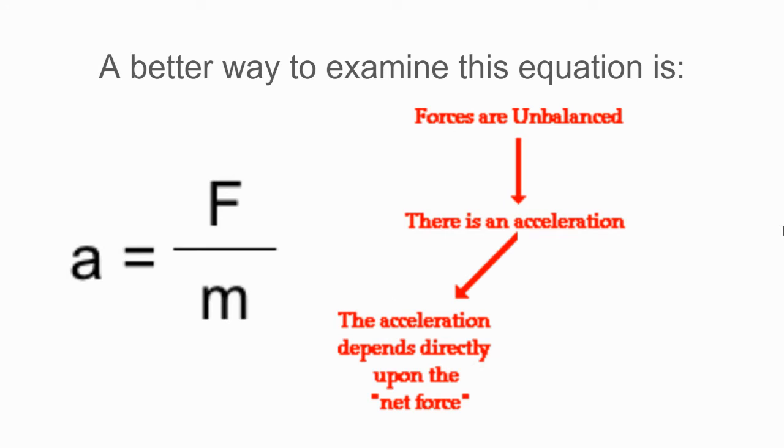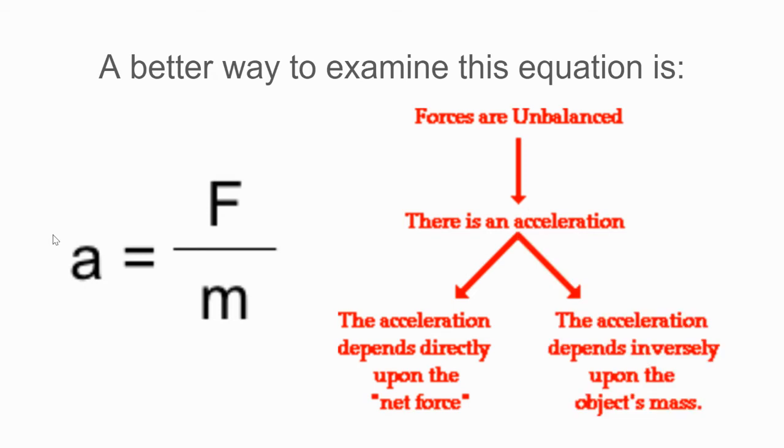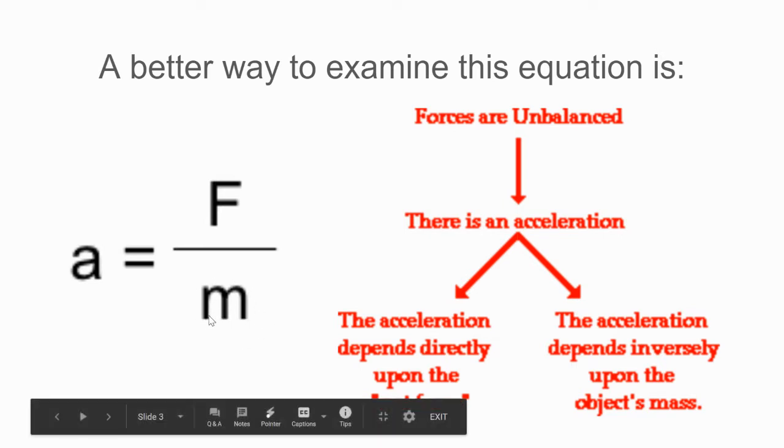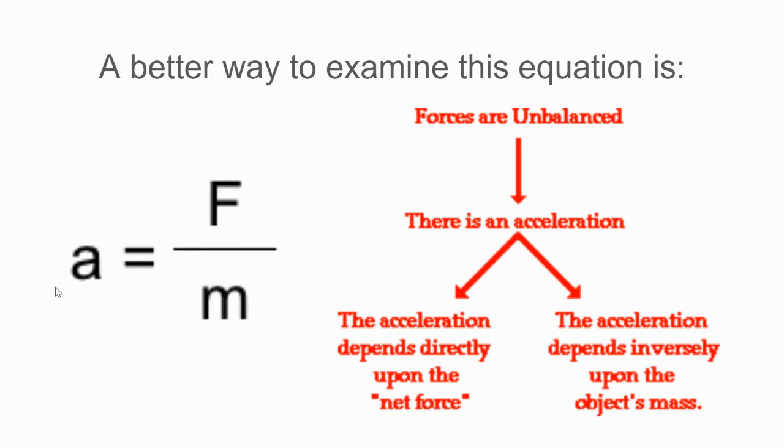Now, this acceleration will depend directly upon the net force. See how acceleration depends directly on force because force is in the numerator of this equation. When force increases, acceleration increases. And the acceleration depends inversely upon the object's mass. The mass here is in the denominator, which means that when the mass increases, the acceleration will decrease.